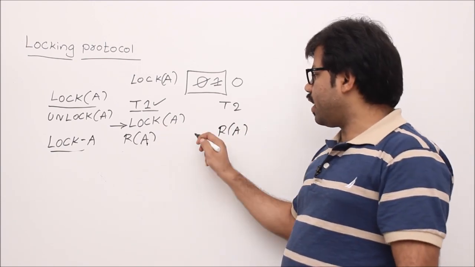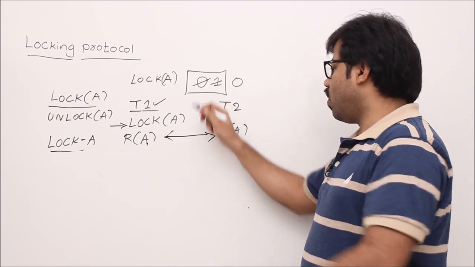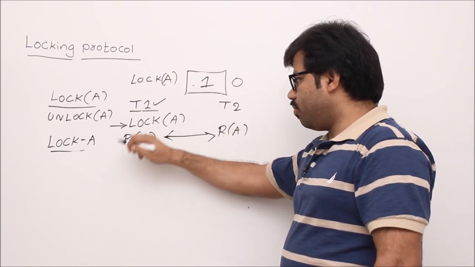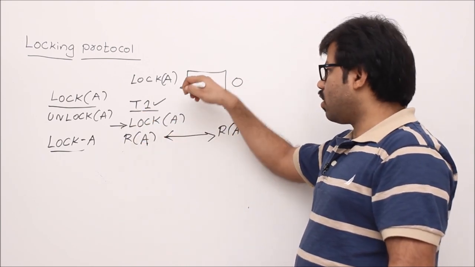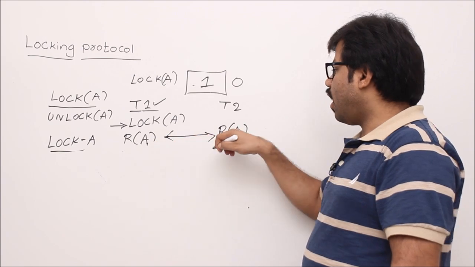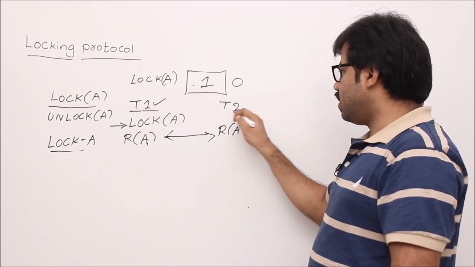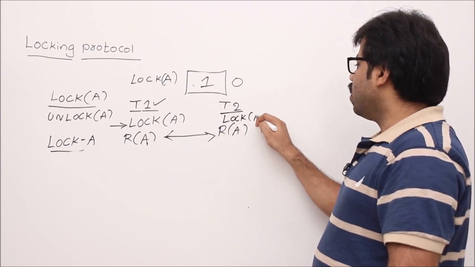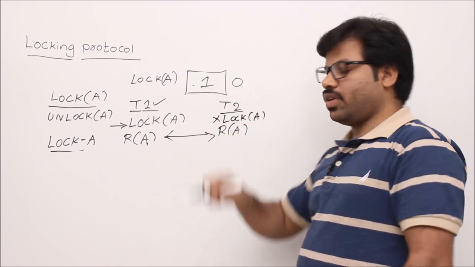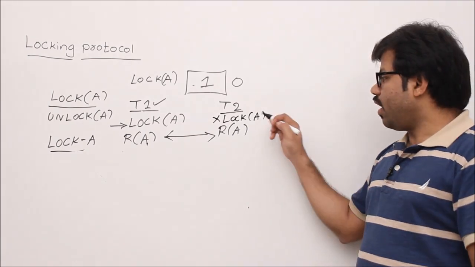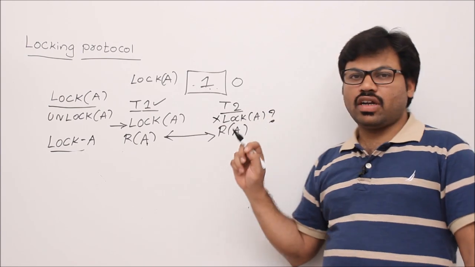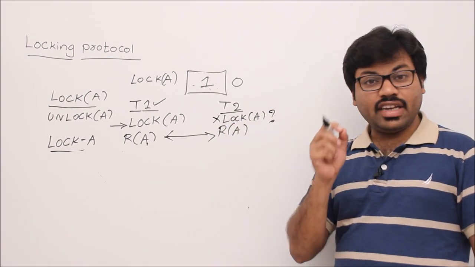Then at this moment I can say that T1 is holding the lock, correct? So what is our idea? Whenever some transaction acquires a lock on some variable A, we can't give that lock to others. Then if the T2 transaction tries to lock A, it will be unsuccessful. Now let me ask the question: why is it unsuccessful? Because the lock variable is already 1. When the lock variable is 1, we cannot give it to others. That is the initial model.